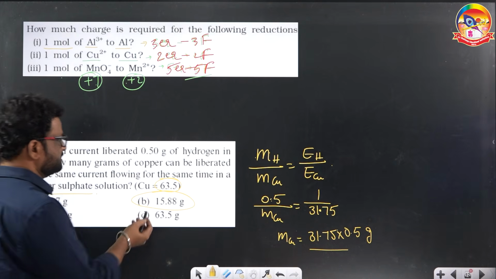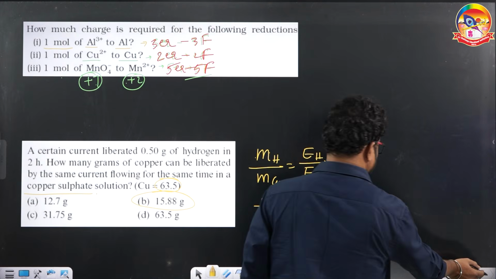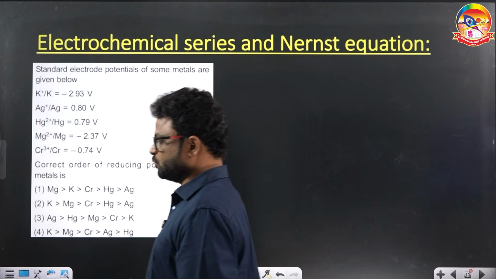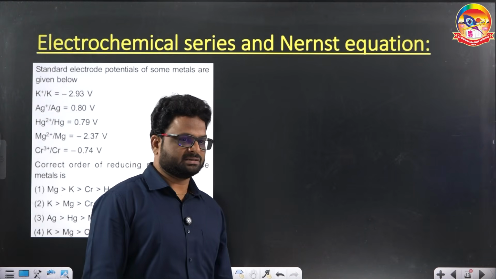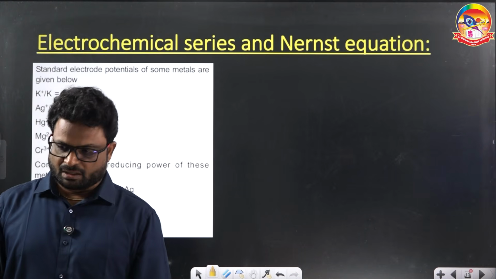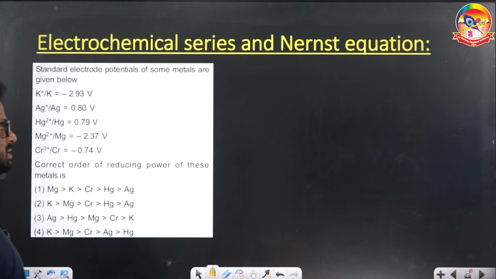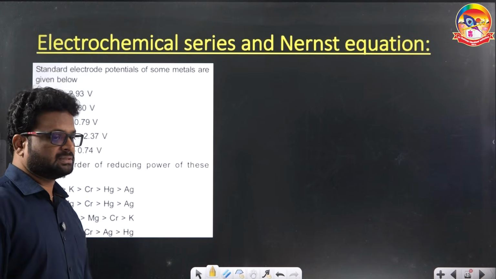Okay, so this is a problem related to Faraday's second law. Let us go with galvanic cells, the most important part. Within that, I am not going to describe the galvanic cell or its working, that is not the part of discussion here. I will go with the most important model questions and cover the concept. So first part is electrochemical series.